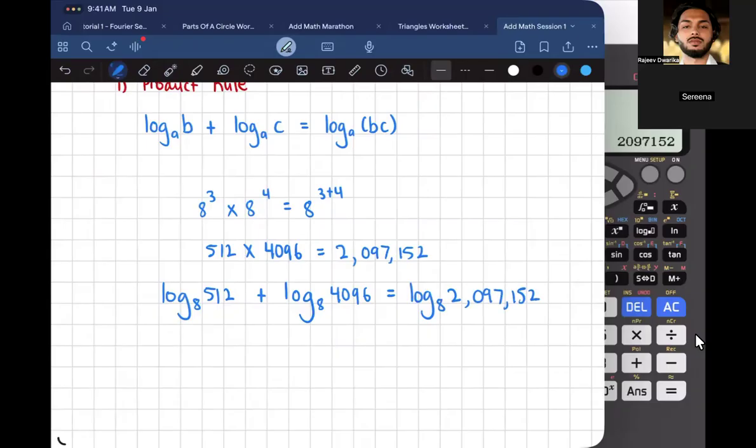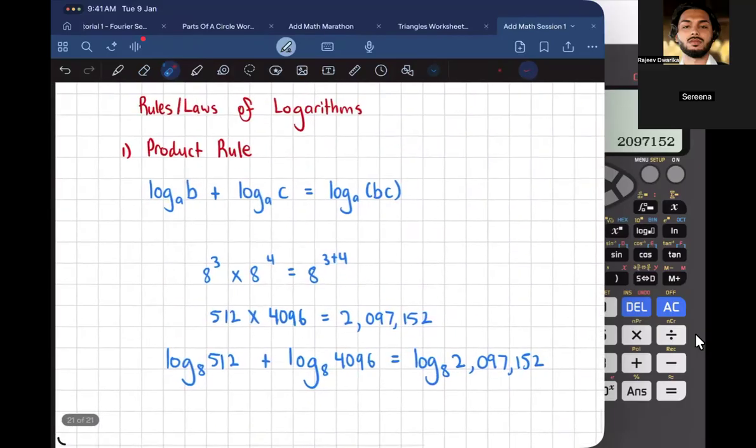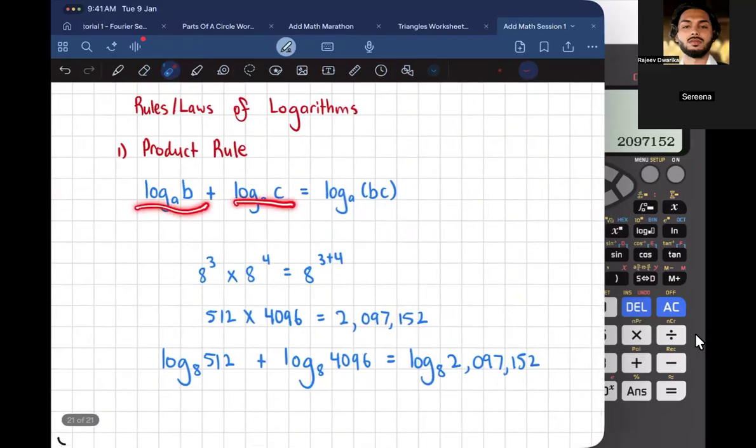2,097,152. Yes. So everything making sense? The whole reason why we're saying product rule is because we're talking about the addition of powers. And that's what we're doing. I know it don't look like powers, but when you use the log function, you're finding for a power. So to add powers, you need to multiply. Make sense? Yes, sir.